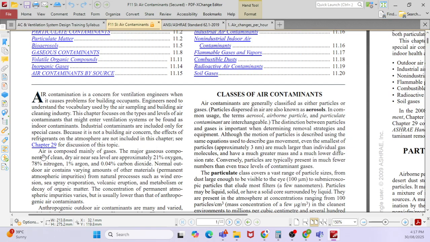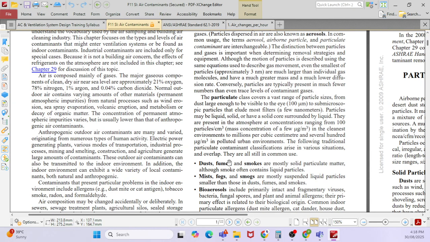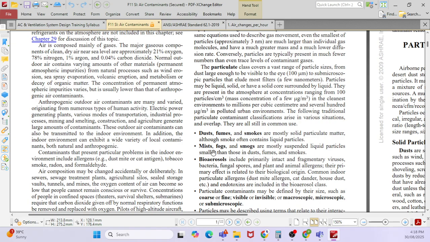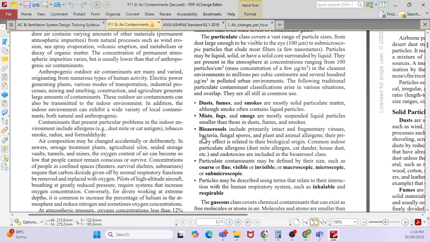So you can say that air is composed mainly of gases. The major gas components of clean air or dry air near sea level are approximately 21% oxygen, 78% nitrogen, 1% argon, and 0.04% carbon dioxide. So this is the normal air, like fresh air. So when you have recirculation again and again, what will happen? There are a lot of contaminants. So what are these contaminants? You can see here there are dust, fumes, smoke, mist, fog. There are a lot of contaminants here.